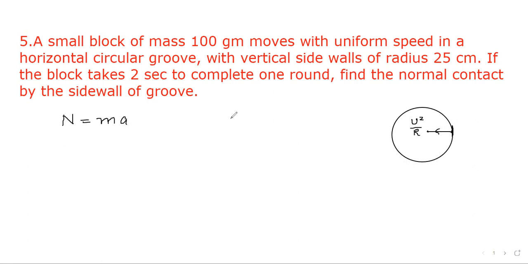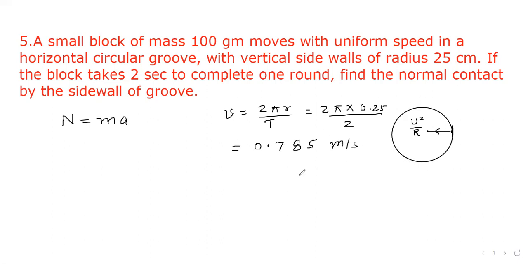So here, distance covered in one round divided by time taken will give velocity. So velocity will be equal to 2 pi r divided by time. So 2 into pi into radius 0.25 divided by time taken, which is 2. If we put the value of pi as 3.14 and evaluate it, it will come out to be 0.785 meter per second.